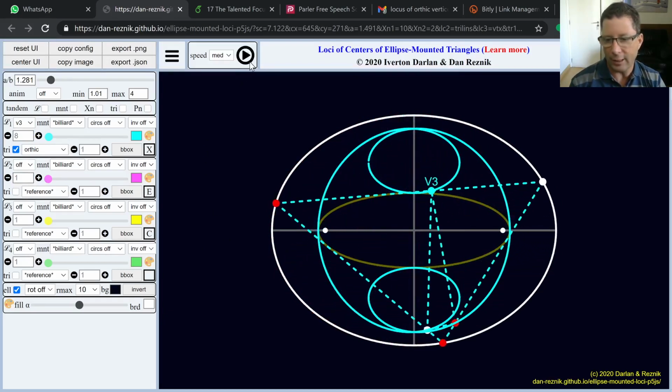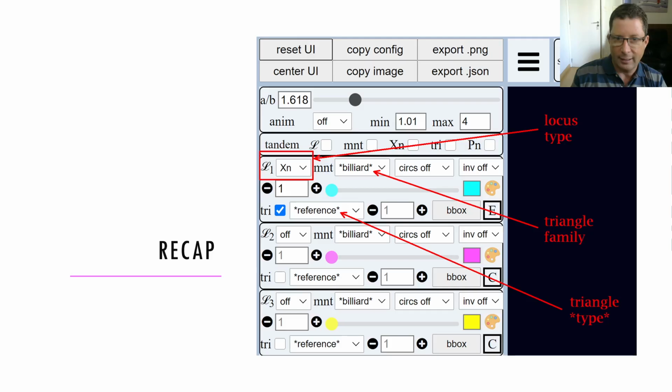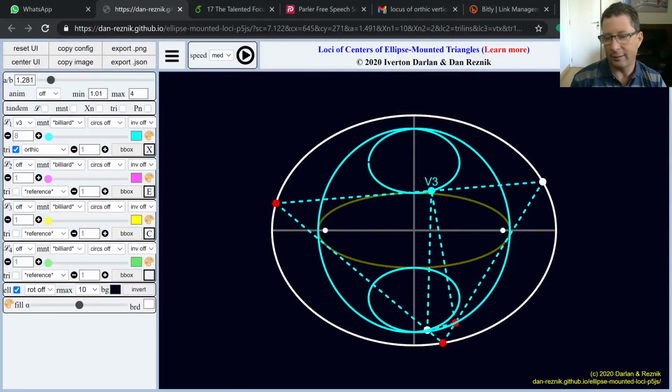Okay, so this is a good tie-in with the next subject. So we've been talking about this difference, right, between a triangle family and this label here, mount. And why is this application called ellipse mount? We call this thing, the name of our title here, our title is Loci of Centers of Ellipse Mounted Triangles. Why not ellipse inscribed? Because about half of the triangle families that we've been making available are these Poncelet ellipse inscribed families.